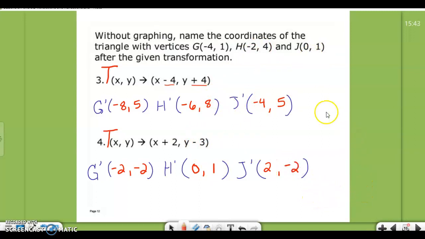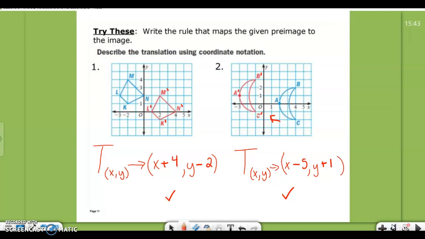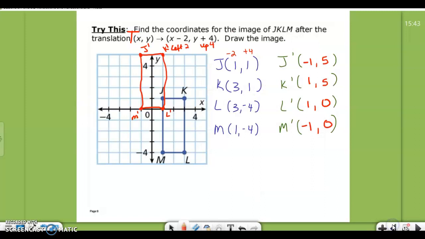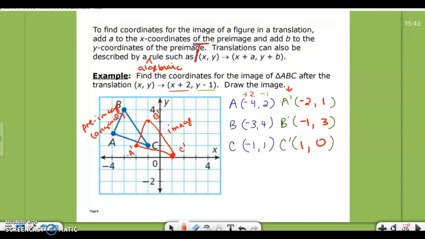You have completed translations without the coordinate plane using our proper notation. You have written a rule from the coordinate plane. You have completed a translation on the coordinate plane without writing your new coordinates. And here you have applied the rule, found your new coordinates, and graphed the image.